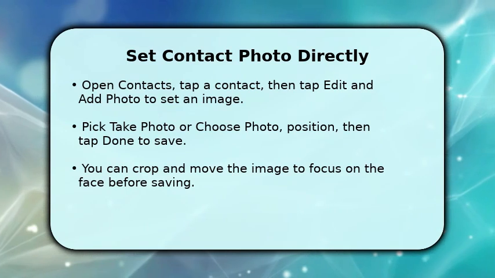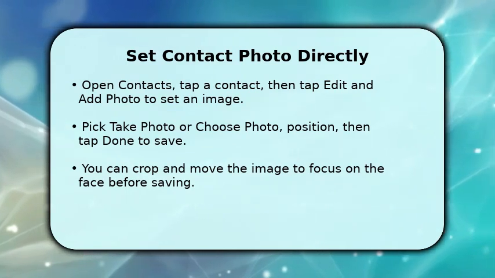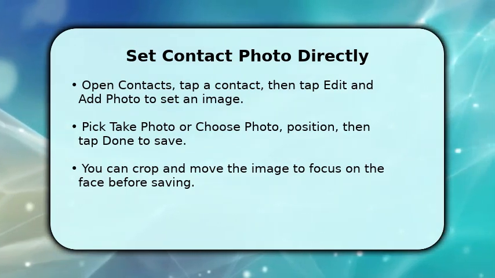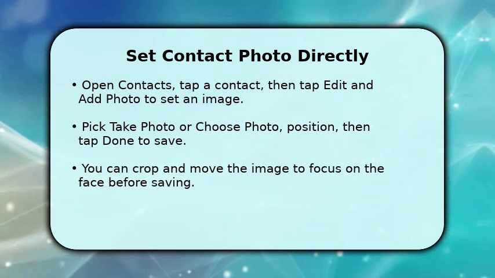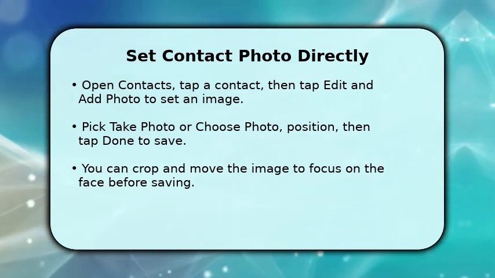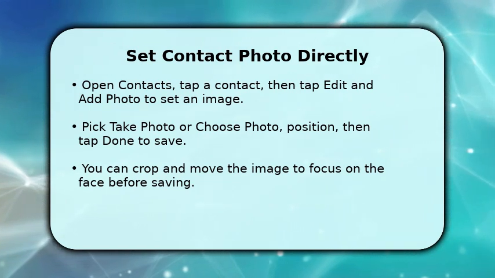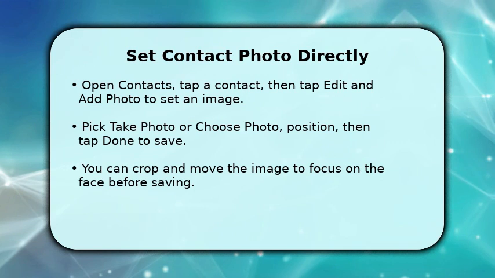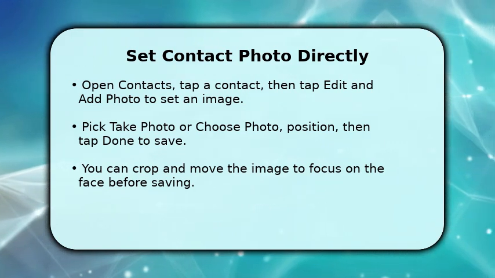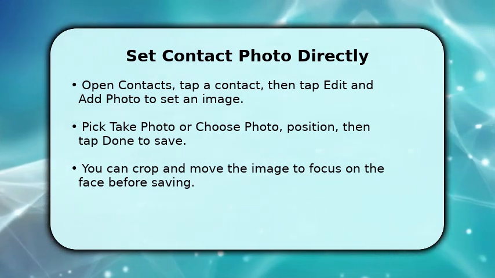Open Contacts, tap a contact, then tap Edit and add photo to set an image. Tap Take Photo to capture a new portrait or choose photo to pick from your library. Use pinch and drag gestures to crop and position the image precisely on the screen. Tap Done once the frame looks right to save the contact image and exit edit mode.